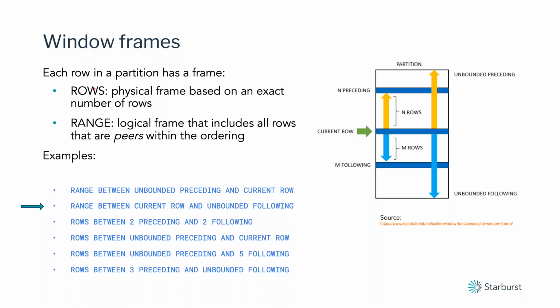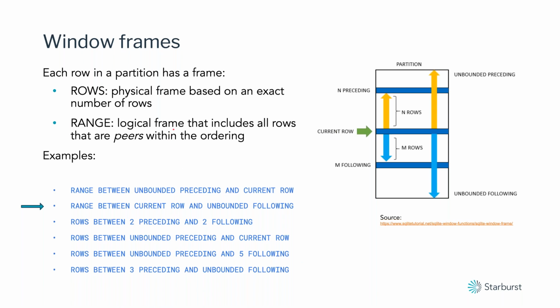There's the rows frame type, which is physical, based on an exact number of rows. So you can say the current row might have some number of rows behind it and some number of rows ahead of it, and you'd specify a frame like this. You'd say rows between 2 preceding and 2 following. Or you could say rows between unbounded preceding and current row, which would be everything behind it and just the current row. Similarly, you could say 3 rows behind it and unbounded following, which would be 3 rows behind and everything to the end. Or any combination of these.